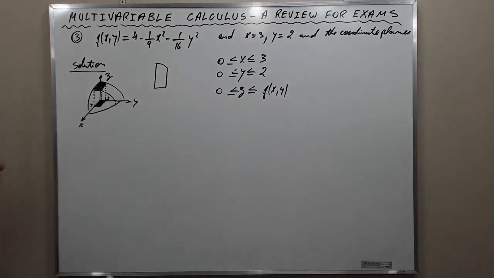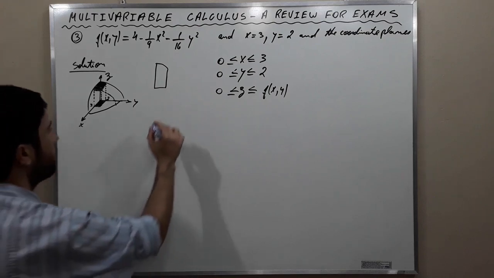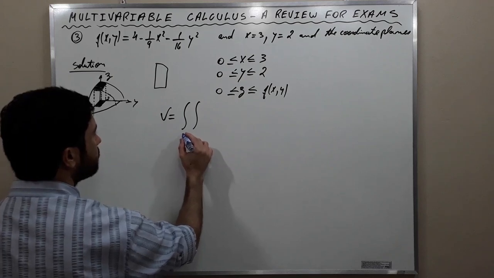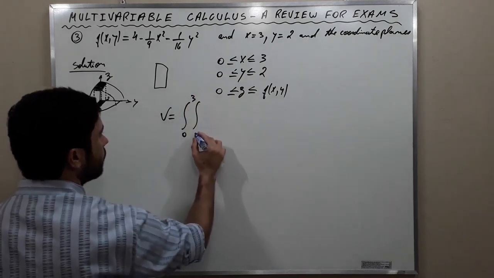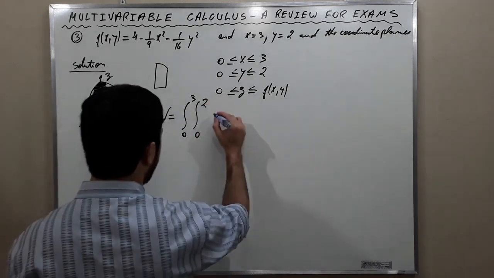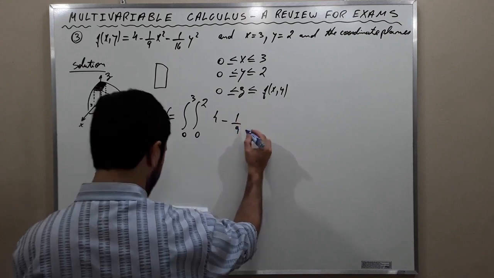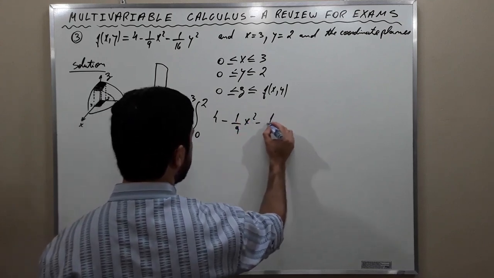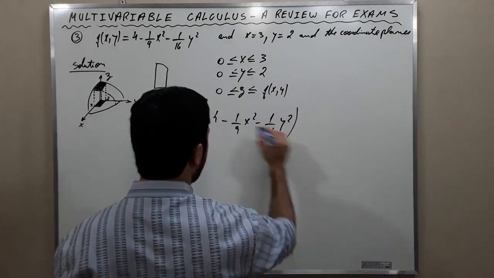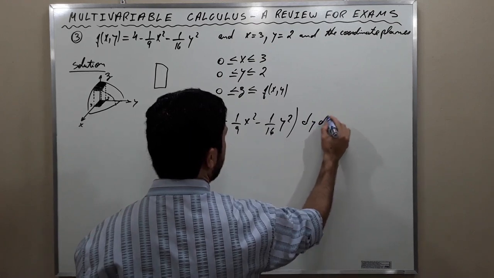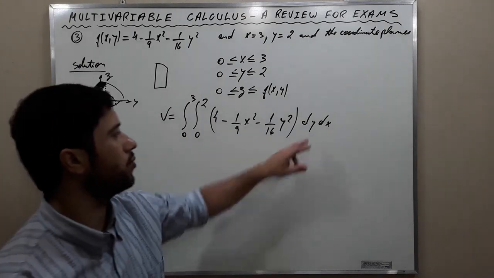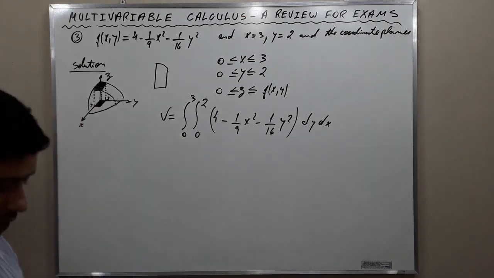And then this is what we need to do. The volume of the solid is the integral from 0 to 3 in x, and from 0 to 2 in y, of the function 4 minus a ninth of x squared minus 1/16 of y squared dy dx. We could have chosen to integrate in x first, but we are going to integrate in y first here.